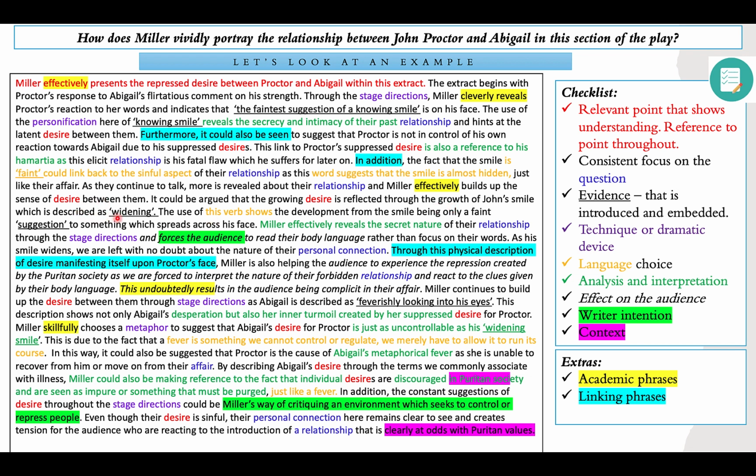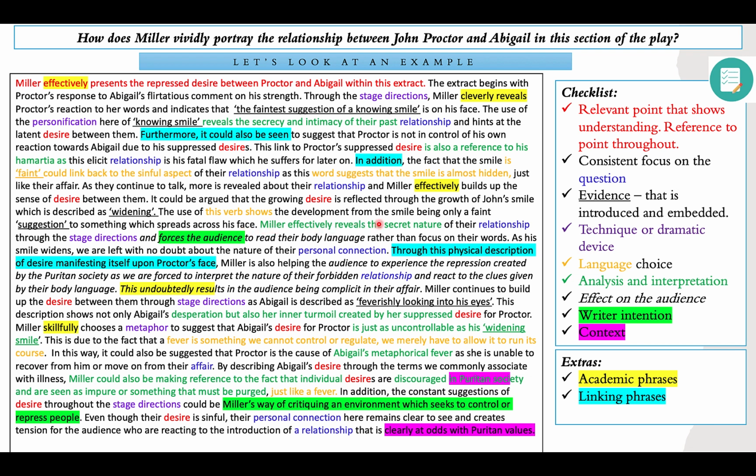His smile is described as widening. So you don't always have to have a long quotation. You can sometimes have one word as your quotation. So I've put the rest of it into my own words here, and then the only word that I really need is widening. The use of this verb, so we're focusing on language here, shows a development from the smile being only a faint suggestion, so this is a reference to this quotation, to something which spreads across his face, showing that I really understand how language has been used here and what the effect is.